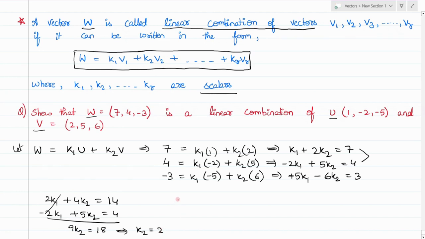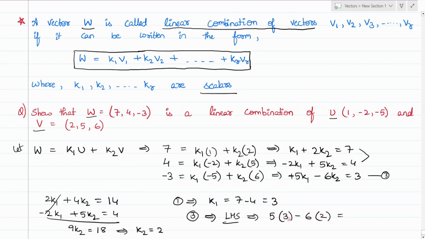Substitute this k2 in any one equation. If we substitute in 1, you'll get k1 as 7 minus 4, that is 3. To verify that these values are correct or not, from this third equation, we will prove it. Third equation, substitute both the values. From LHS, you will get 5, k1 is 3, 6, k2 is 2. It becomes 15 minus 12, that is 3. And RHS is also 3. Therefore, LHS is equal to RHS.